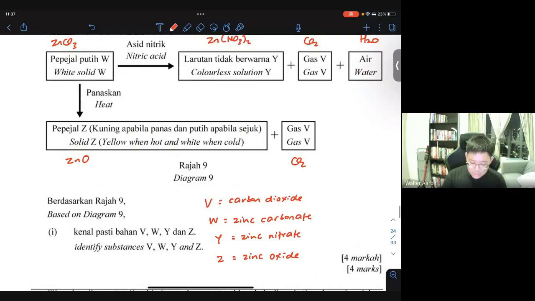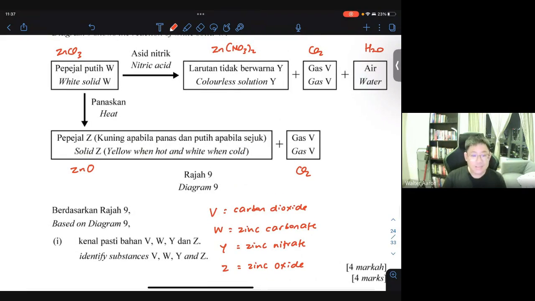Now, the white solid W, right? You can see when it forms solid Z, in this reaction over here, the subsequent product that's being formed is yellow when hot, white when cold. There are only 2 different types of metal oxide that give these unusual colors at different temperatures. And zinc oxide is yellow when hot, white when cold. So since I know that Z is zinc oxide, then I know that the white solid W must be something of zinc.